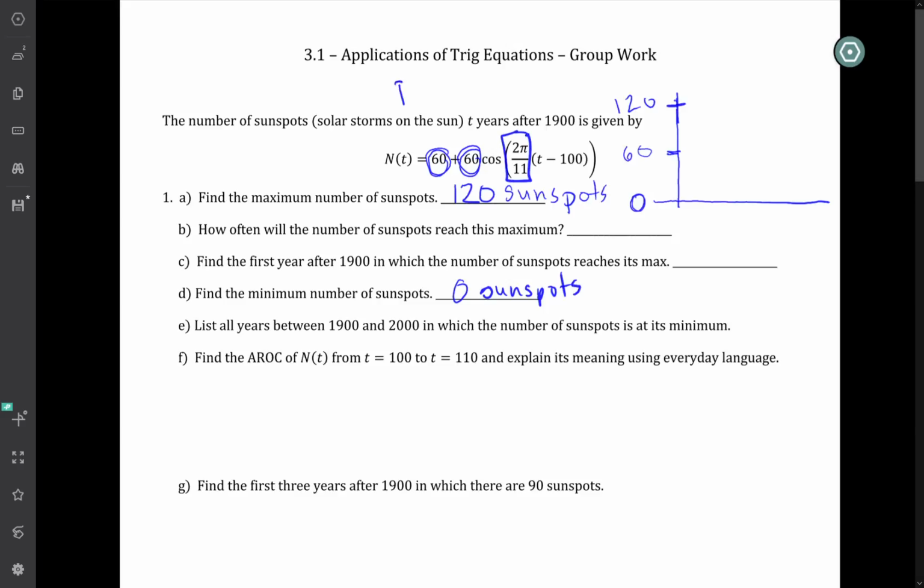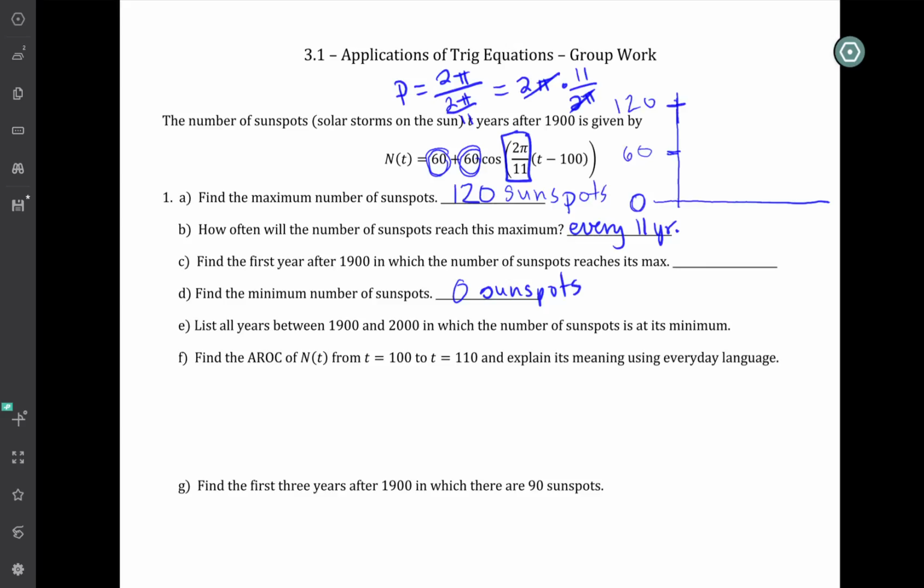If I want to find my period, it's going to be 2 pi divided by 2 pi over 11, which is the same as 2 pi multiplied by the reciprocal, 11 over 2 pi, which means the period is 11 years. So it will hit its maximum every 11 years.